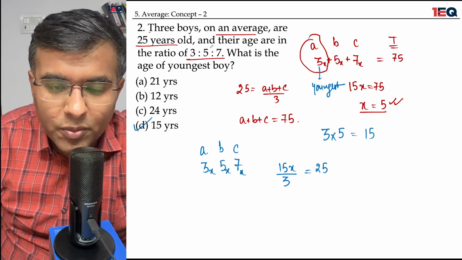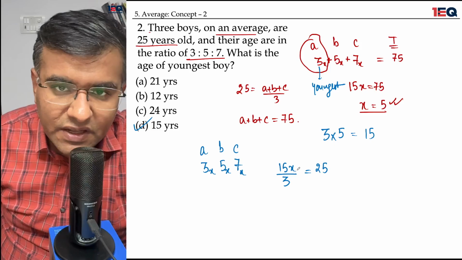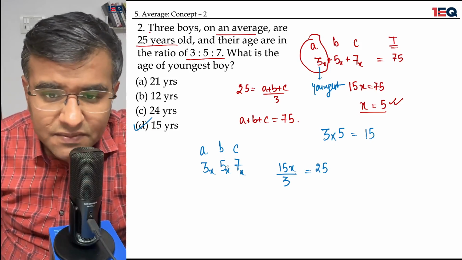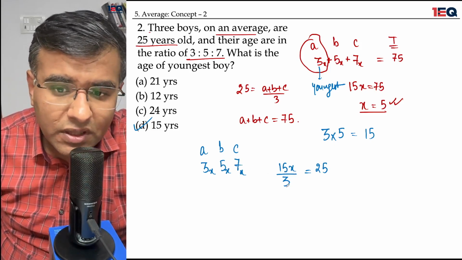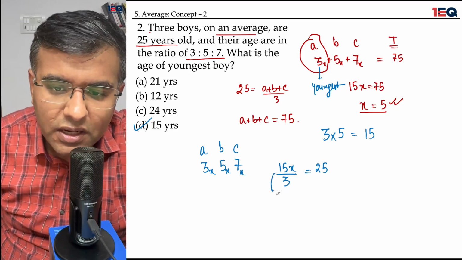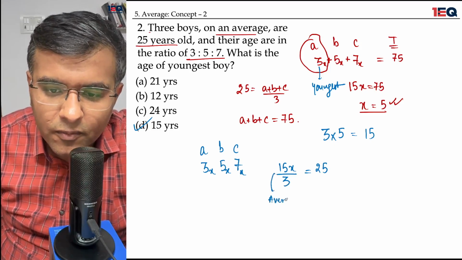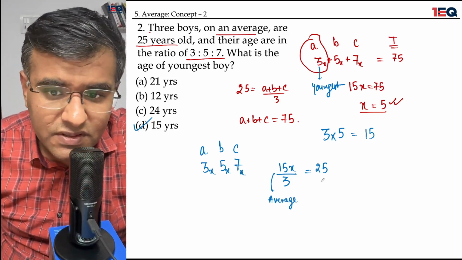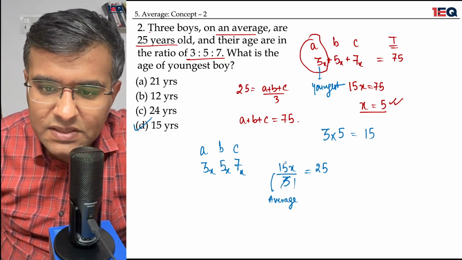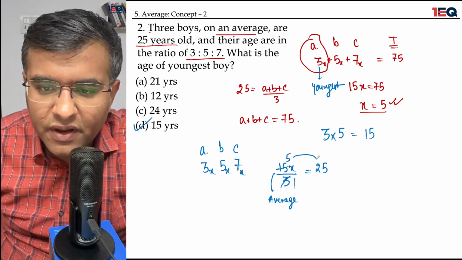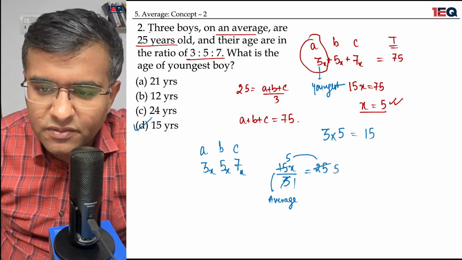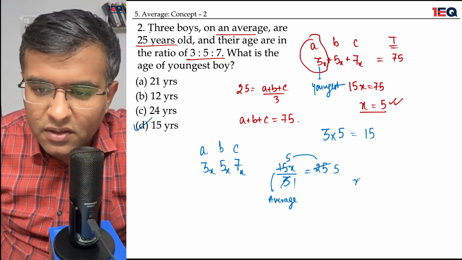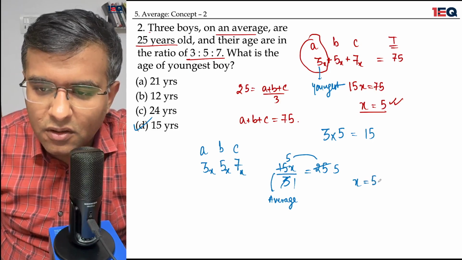I hope you're able to understand what I have done. 15x is the sum of 3x plus 5x plus 7x, upon 3 has been done so as to create the concept of average. And according to the question, I've picked up the value of average as 25 years. 3 ones are 3, 3 fives are 15, 5 goes here and gives me a 5 here, and the value of x is nothing but 5 years.